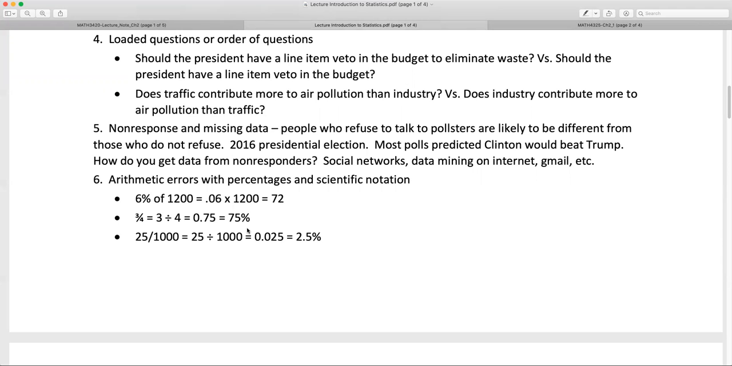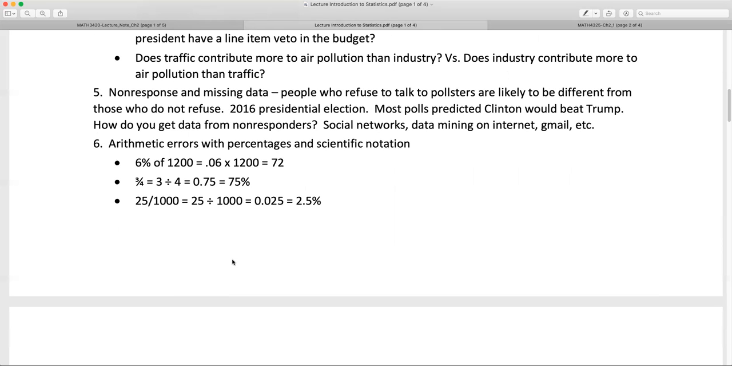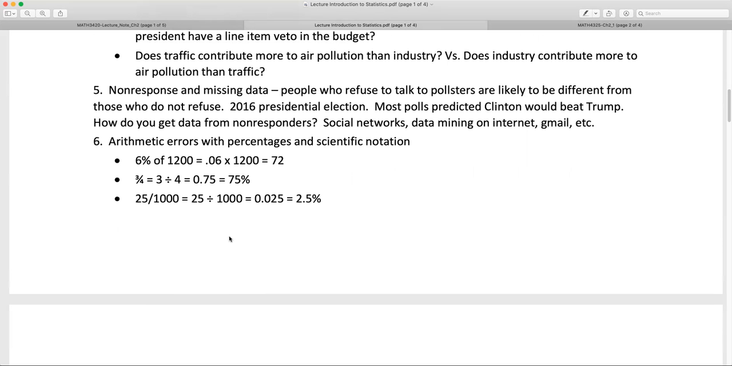Sometimes they confuse 3/4 and 75%. They think they're different, but actually they are the same. They're equal, right? Most of the arithmetic errors come from percentages. So keep in mind that 6% means 0.06, and 75% means 0.75, and 2.5% is 0.025.